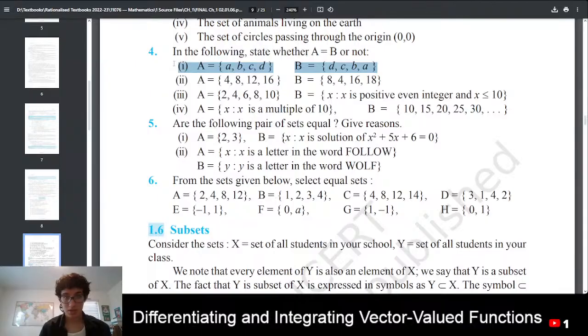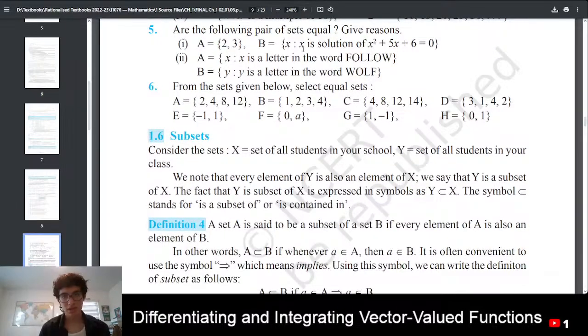In the following, state whether A equals B or not. Yes, in the first one, yes, because it's the same elements. 4, 8, 12, 16, 4, 8, 18, 16. They're not the same thing, so no. 2, 4, 6, 8, 10. X is a positive even integer and x is less than or equal to 10. So 2, 4, yeah, same thing again. So they are equal. X is a multiple of 10. No, well, it would only be 10, 20, 30, and so on. Here you've also got 15, 25, 35. So this would not be true.